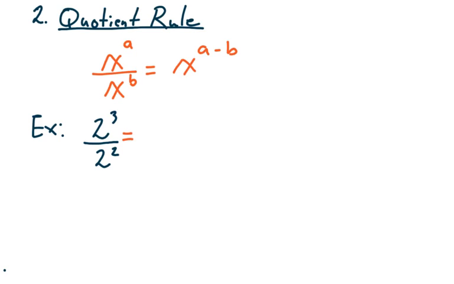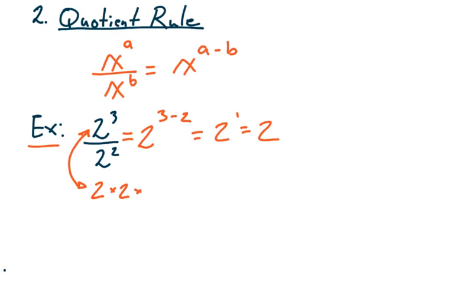If we just followed this rule blindly using this example, 2 to the third over 2 to the second, we would know that this is 2 to the 3 minus 2, okay, or 2 to the first, which is 2. Okay, let's see why that makes intuitive sense. Okay, 2 to the third, well, that is 2 times 2 times 2 over 2 to the second, which is shorthand for 2 times 2.